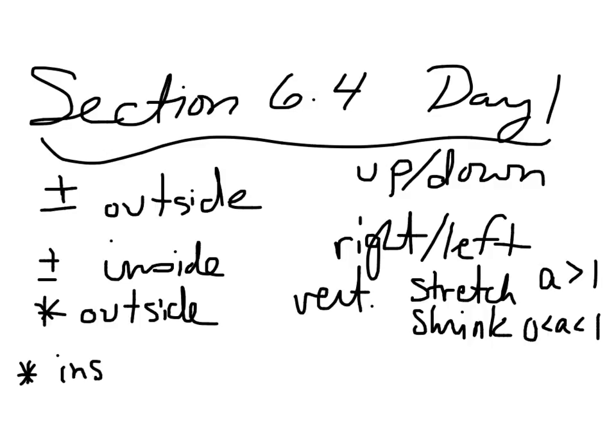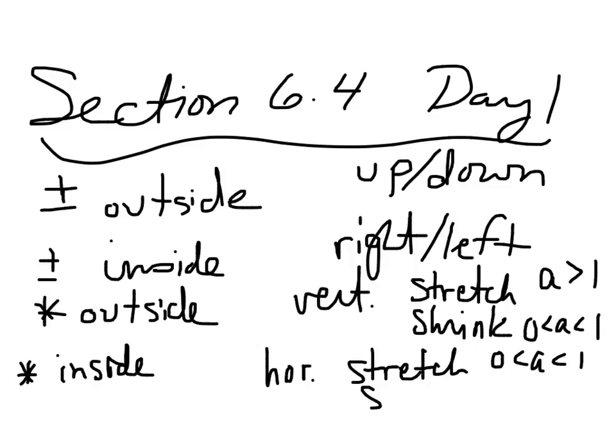Multiply inside. What kind is that? Horizontal. And it's either a stretch or shrink depending on the same type of criteria, except they're switched around, right? And then shrink. When you report the horizontal shrinks, what do you do?